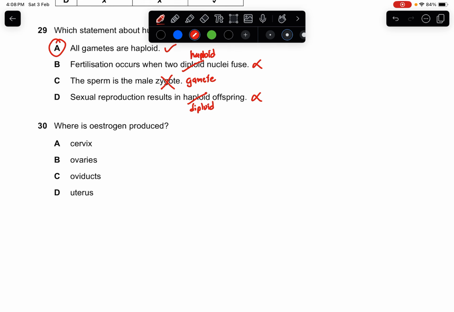Question 30. Where is estrogen produced? Estrogen is not produced by the cervix, not the oviduct, not the uterus. It's only the ovaries. Typically it's only in the ovaries that produce this estrogen.